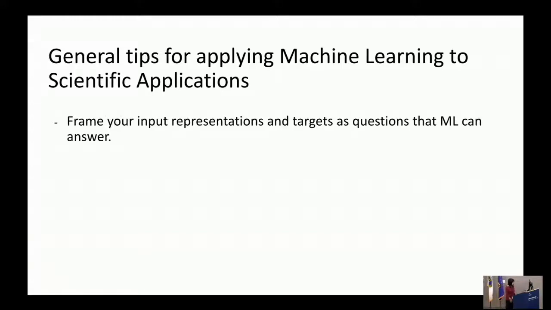So, to go back to my points at the beginning about lessons that I've learned about applying machine learning, I think it's really important to consider the representations both of the molecules and of the problems that we want to address in machine learning. The key to being able to use machine learning for science is to be able to find ways of representing your inputs and your outputs in ways that are vectorized, that you can then use a machine learning algorithm to predict.